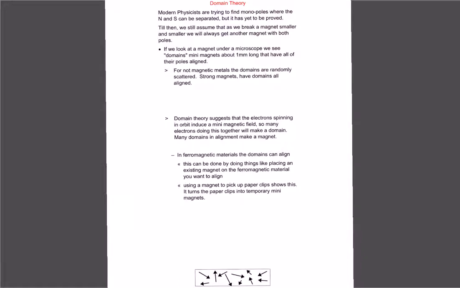So we've already talked about how if we take a magnet that has a north and south pole and break it in half, we just get two magnets, both having a north and south pole, and so on. We could keep going smaller and smaller, and what we find is that we just keep getting smaller and smaller magnets. But if we take a chunk of magnet and look under a microscope, scientists said what they actually see are what they call domains.